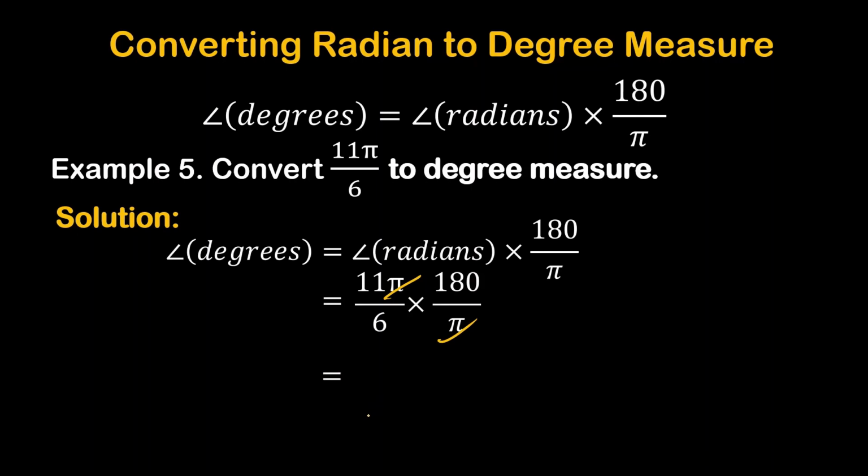So, ang matira na lang is, if you are going to multiply 11 times 180, that's equal to 1,980. Okay? Then 6 times 1, that's equal to 6. So, if we are going to simplify this one, 1,980 divided by 6, that is equal to 330 degree. Okay, so that means 11 pi over 6 radian is equal to 330 degree. Okay, so that's the answer for our fifth and final example.